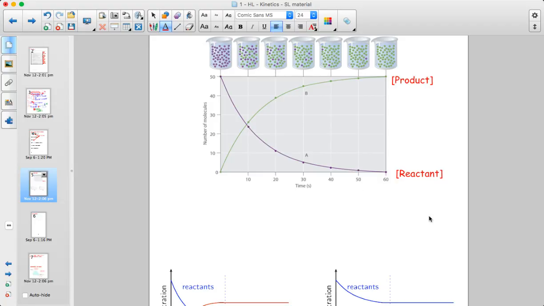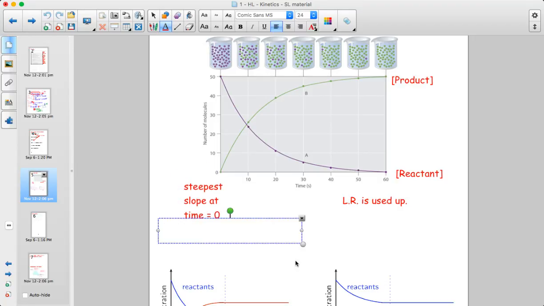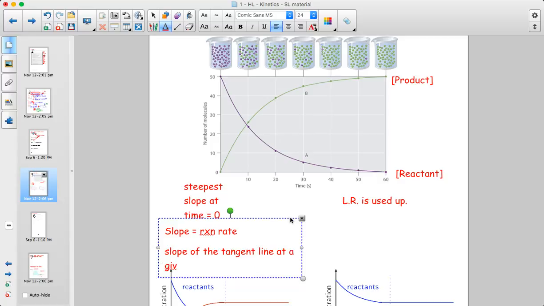So the flat part means that the limiting reactant is used up, whichever that is. And you have the steepest slope at time equals zero, right, initially. Okay. Other key things to take away is that the slope represents your reaction rate. It's the rate of change of the variable that you're looking at. And the slope of the tangent line at a given point is the instantaneous reaction rate at that time.